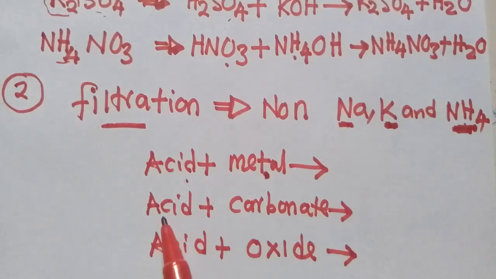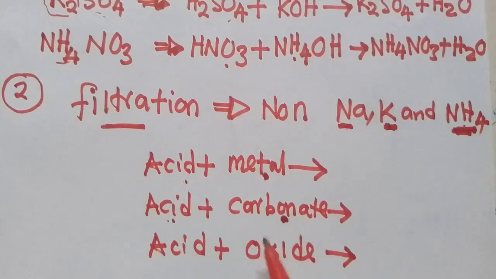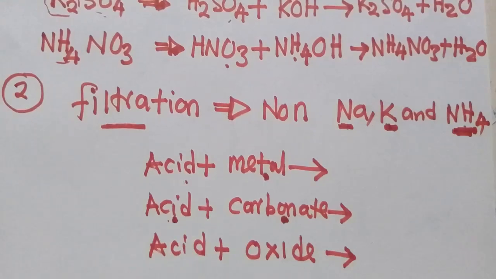We've got this one here, which is acid plus a carbonate. When you react an acid and a carbonate, the carbonate can be zinc carbonate plus sulfuric acid. What you're going to form is zinc sulfate. That is a salt that is going to be produced.